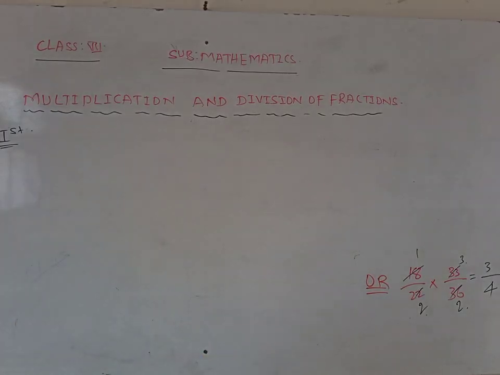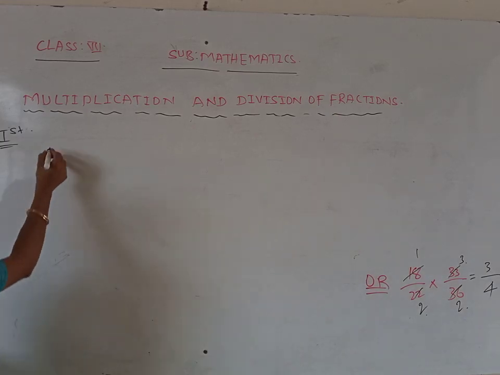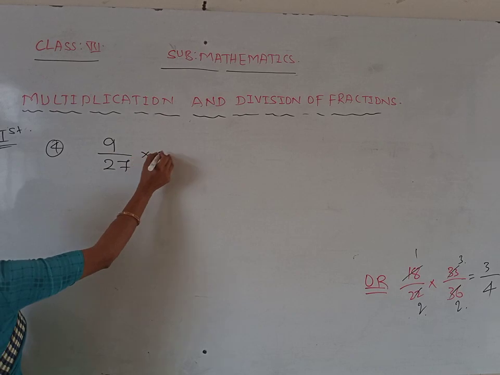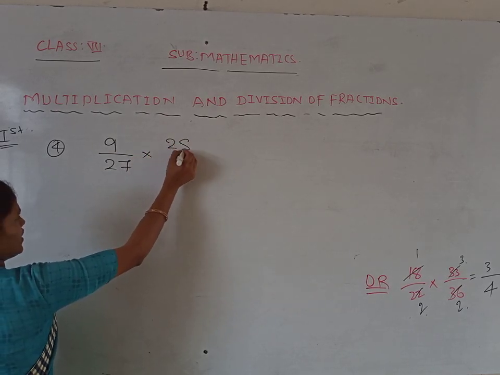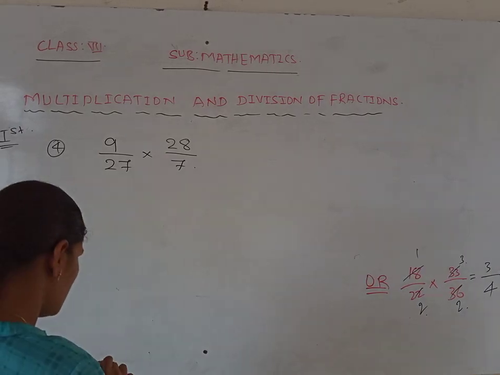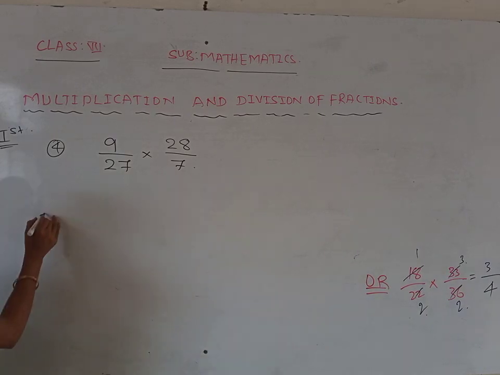Yes. One more. Do it fast. 9 by 27 into 28 by 7. Yes. 9 and 27 are in the same table. 28 and 7 are also in the same table. So in which table? Meaning, what are the common factors? Please think of it and solve this one.